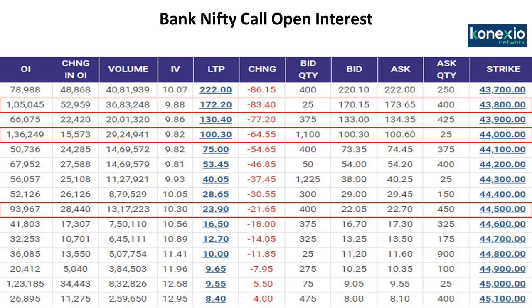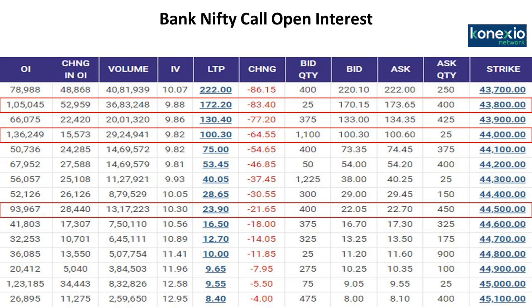So friends, now let us discuss what we have observed in Bank Nifty calls. In Bank Nifty calls, the action was seen in 43,800 calls, then 44,000 calls, and 44,500 calls. Now, the most important thing, as I said, is that the smart money has already been writing out of the money calls. That is the reason why we have seen a significant drop in option premium.